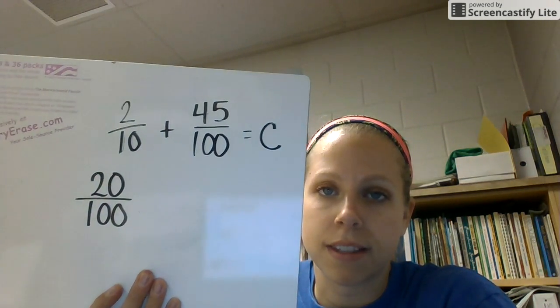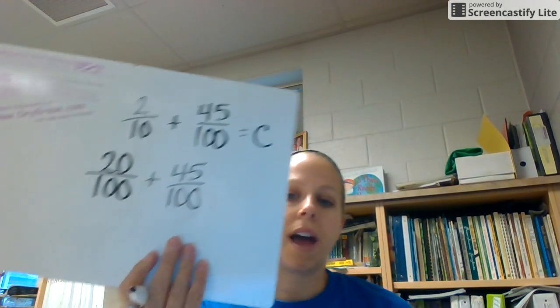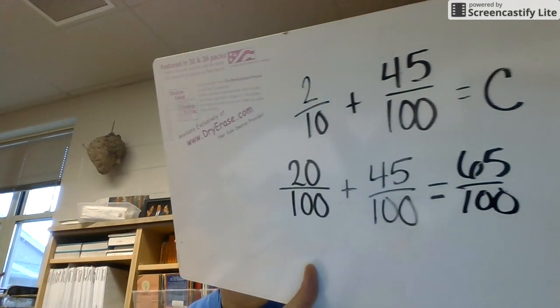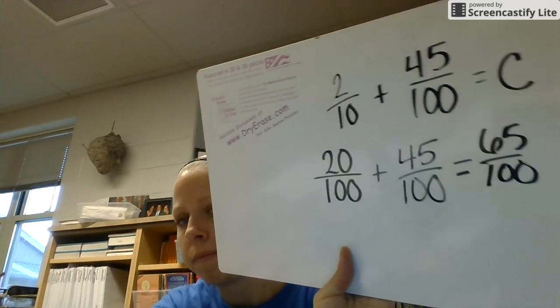What I need to do is change one of them. The easier one to change is definitely the 2/10. 2/10 can become 20 hundredths. Now I can add 20 hundredths to 45 hundredths because I have a common denominator. 20 hundredths plus 45 hundredths is 65 one-hundredths. Okay, so let's try a few more.